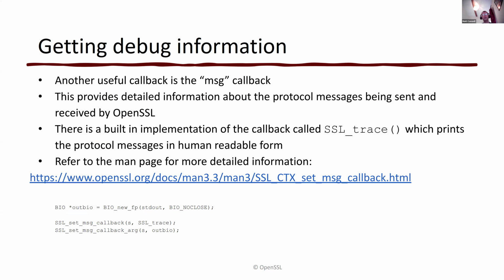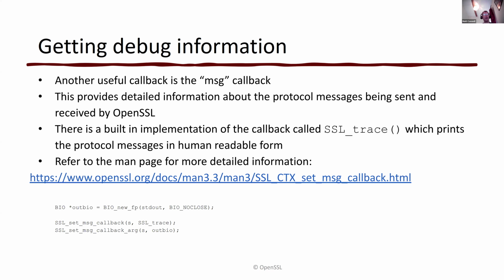Another callback that you can use is one we call the message callback. And this provides detailed information about the protocol messages that are being sent and received by OpenSSL. We actually have a built-in implementation of the callback itself, which we call SSL trace. And what that callback does is prints all the information about those protocol messages in a human readable form. So you get detailed dumps of what the client's sending, what the server's sending back. You can see how far in the process it's got, and whether the communication is looking sane or not.